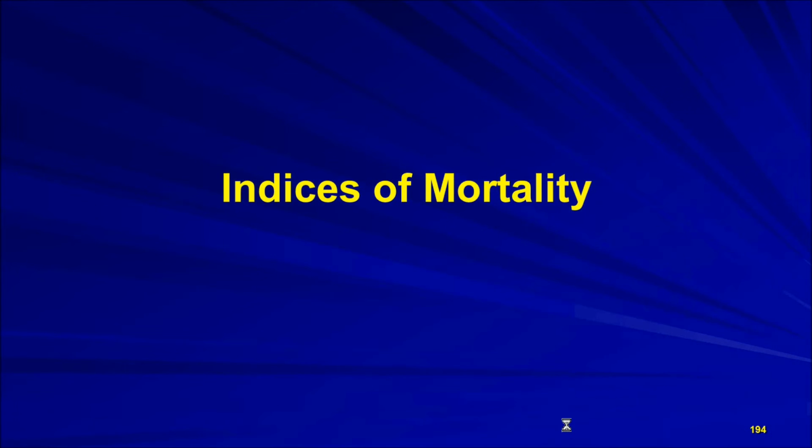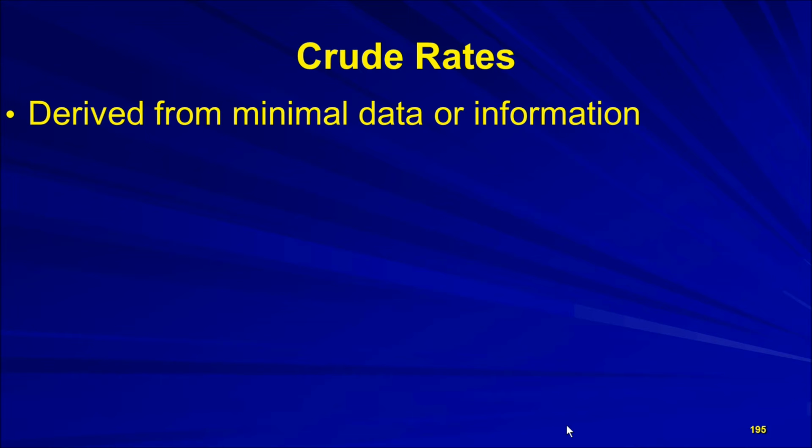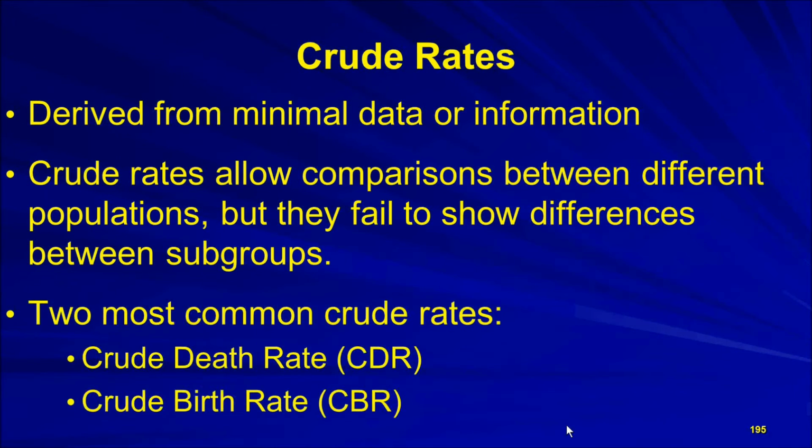Okay, I'd like to talk about indices of mortality. What we find is that the 2 most common indices of mortality are crude death rate and crude birth rate. And how come these are the most common? Because that's what everyone does. They are born and they die. And how long you live is the only varying factor in that.